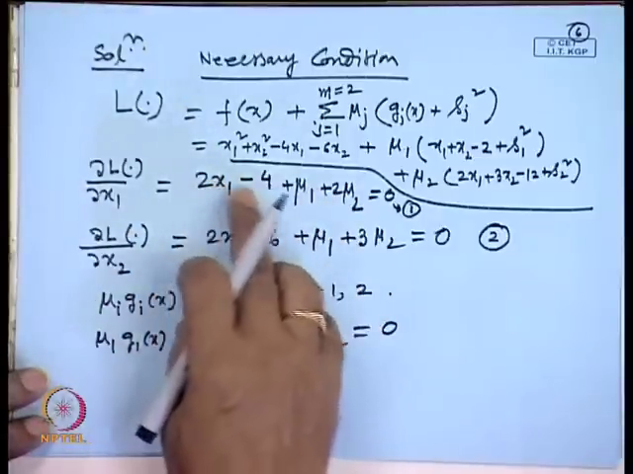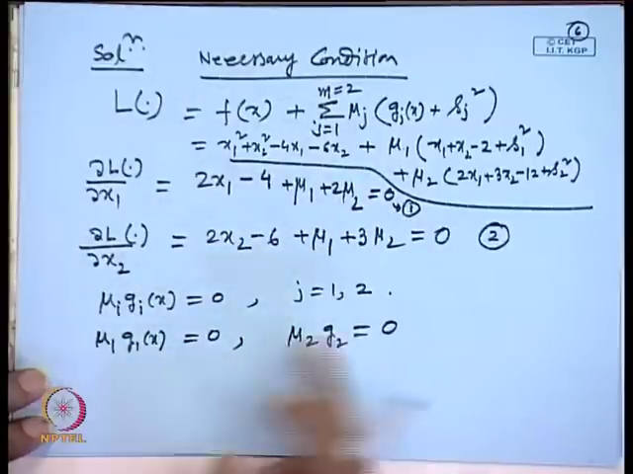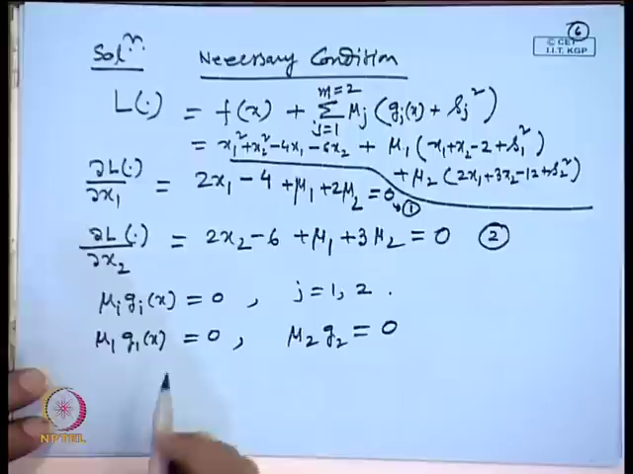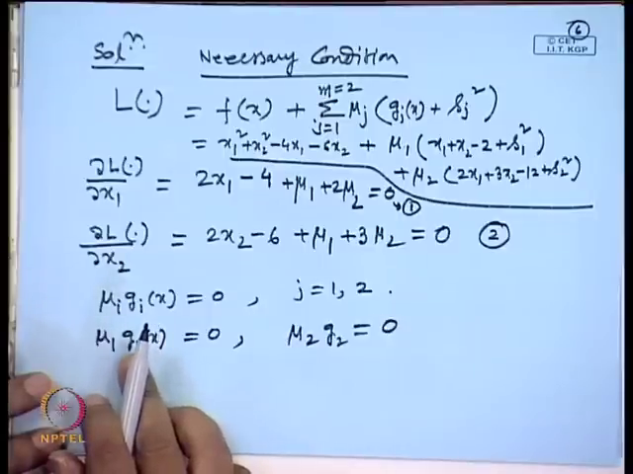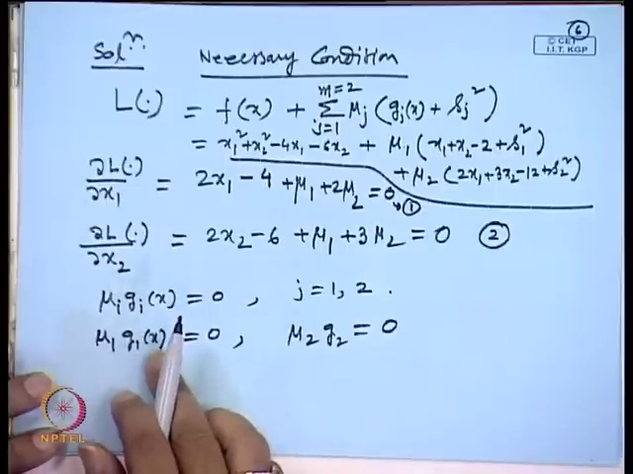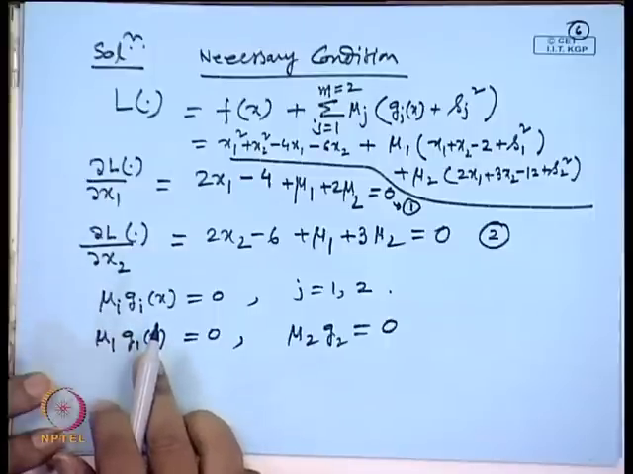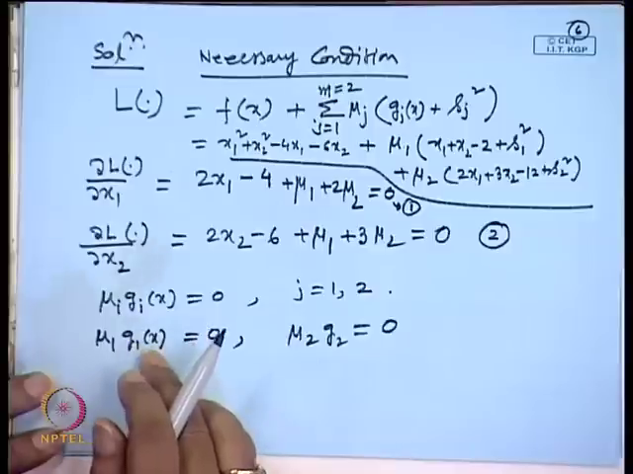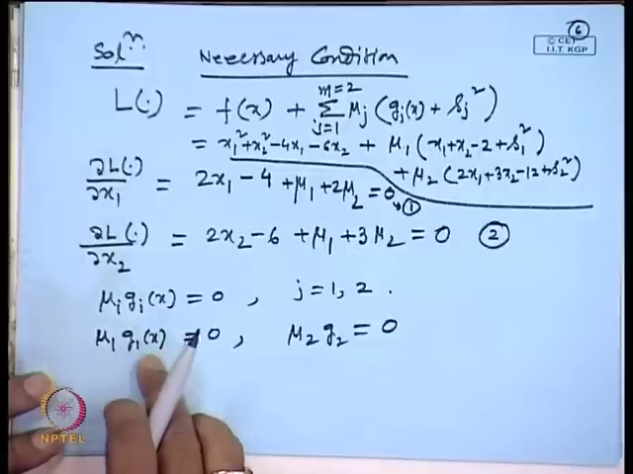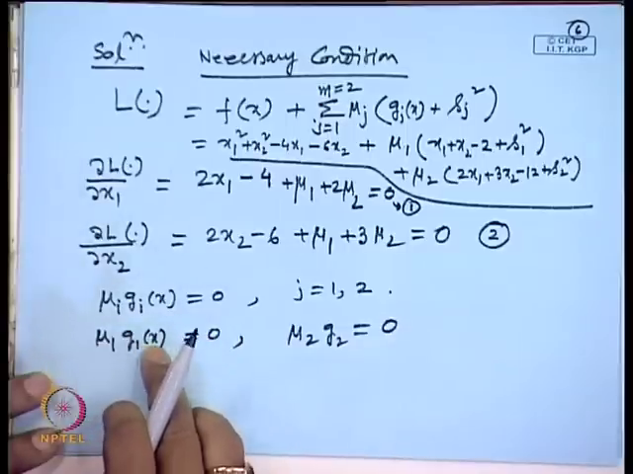How many unknowns are there? x1, x2, mu1, mu2, so we have 4 unknowns and 2 equations, and from there we have to see how to solve it. Look at this one, there are 2 possibilities to satisfy this condition. One condition is mu1 is 0 and g1 is not equal to 0. Another choice is g1 is 0, but mu1 is not equal to 0. Agree? When mu1 is equal to 0 and g1 is not equal to 0, that means it is an inactive condition. When g1 is 0, but mu1 is not equal to 0, this condition is satisfied, and in that situation it is called an active condition.